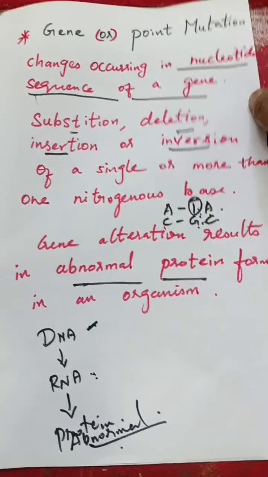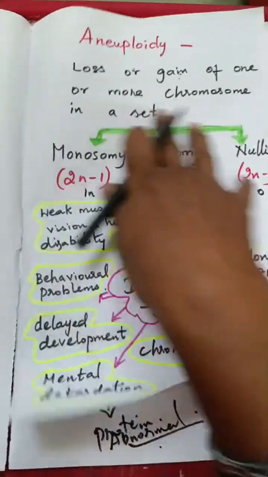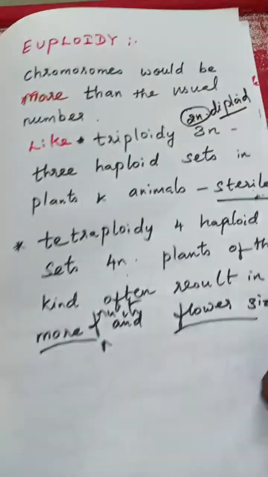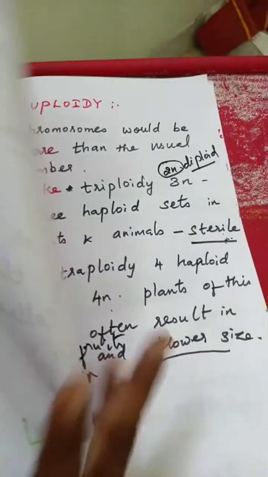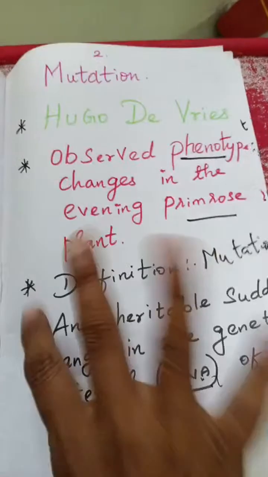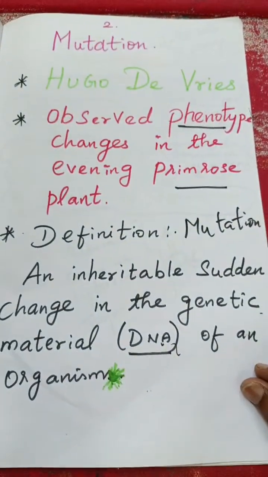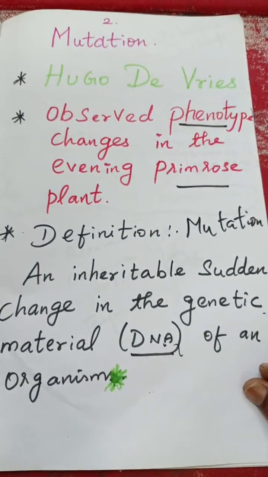So today, what are the things we have studied in our class so far? I started the session with the mutation. Now it's the question session. Shall I pose some questions? Who introduced the term mutation? It is Hugo de Vries.